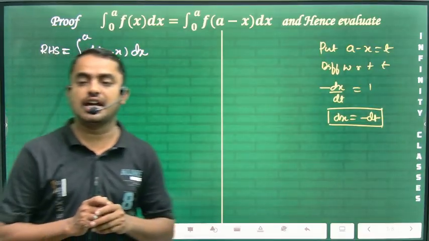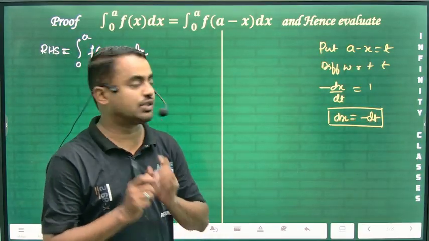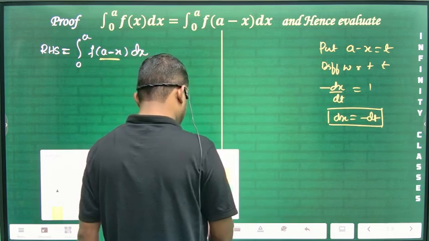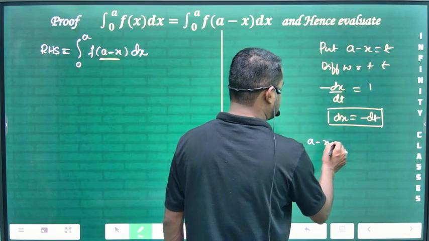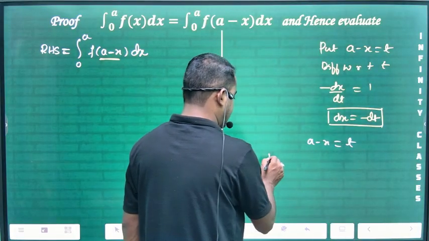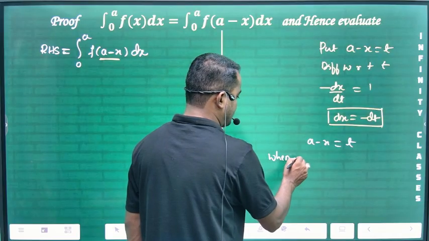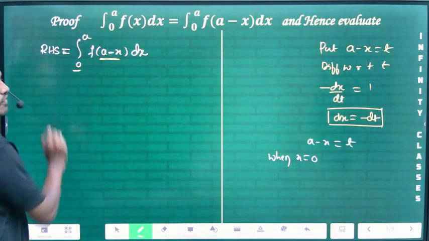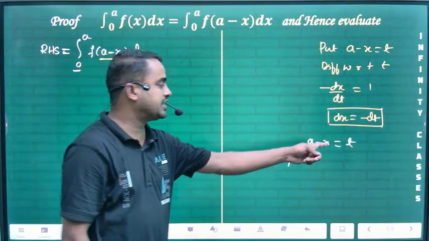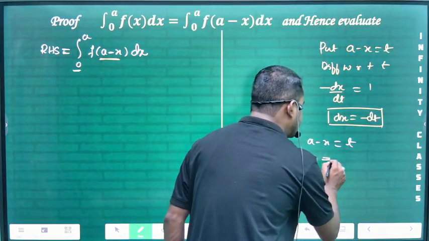You have to change the limit after taking the substitution. Again I am writing here once again, a minus x is equal to t. Now when x is equal to 0, what is the lower limit? If I put 0 in the place of x here, that is the value of t. This implies t is equal to a.